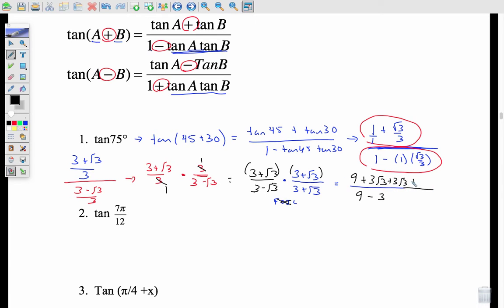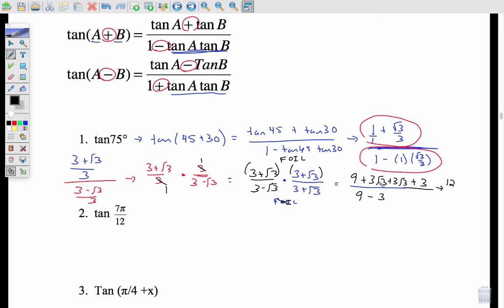And the last term, the square root of 3 times the square root of 3, is just 3. So there's all four terms from our FOIL process in our numerator: 9 plus 3 square root of 3 plus 3 square root of 3 plus 3, and we're still over 9 minus 3.